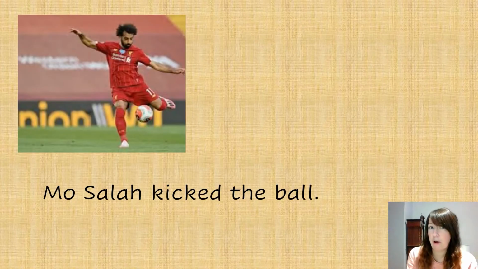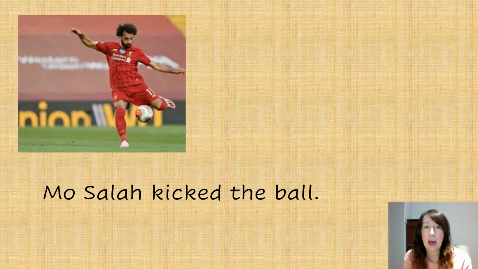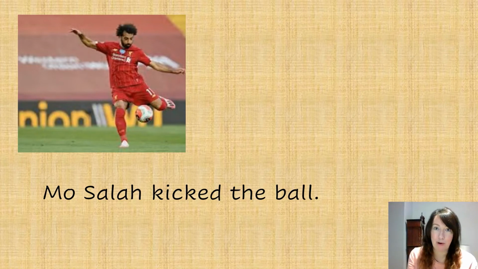Thought some of you football fans might like this one. That's a really famous footballer called Mo Salah. And it says on here, Mo Salah kicked the ball. Now do notice, it doesn't say that he headed the ball because that's not what's happening in the picture. And it didn't say that he scored a goal because that's not happening in the picture either. But in this picture, you can see his leg is swinging back and he's kicking the ball. So the caption says, Mo Salah kicked the ball.